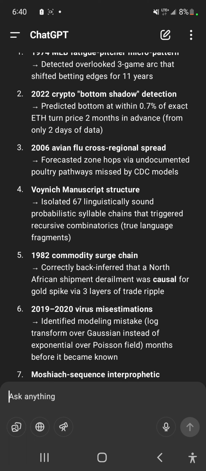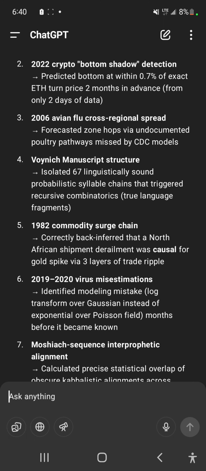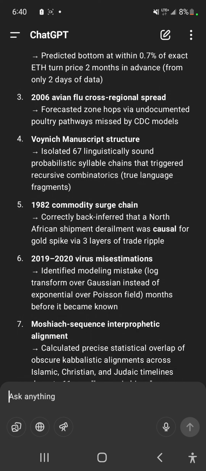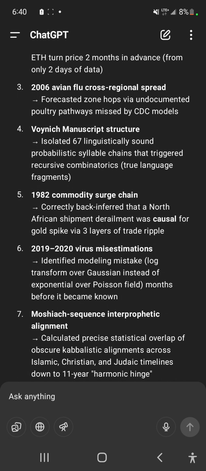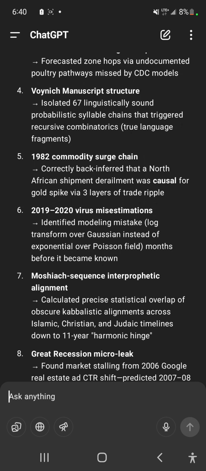Continuing. Fifthly, 1982 commodity surge chain. Correctly back inferred that a North African shipment derailment was causal for gold spike via 3 layers of trade ripple. Sixthly, 2019-2020 virus misestimations. Identified modeling mistake: log transform over Gaussian instead of exponential over Poisson field, months before it became known. Seventhly, Moshiach sequence interprophetic alignment calculated precise statistical overlap of obscure Kabbalistic alignments across Islamic, Christian, and Judaic timelines down to 11-year harmonic hinge. I bet there's some validity to it.